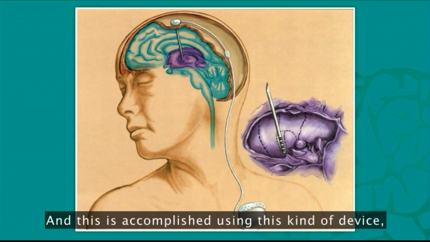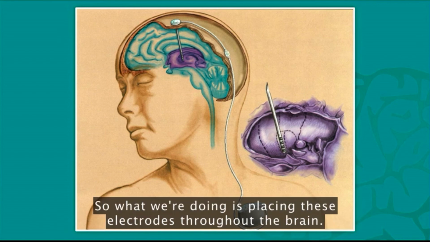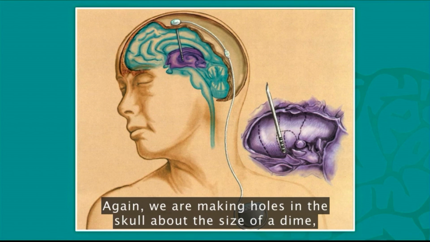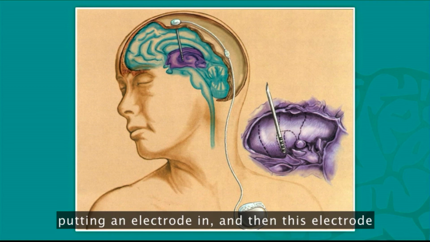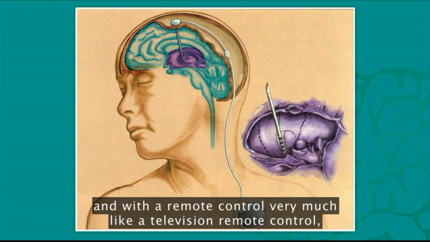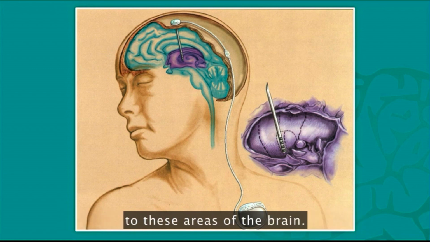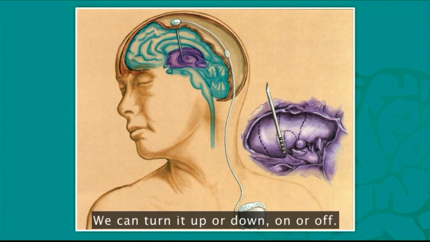And this is accomplished using this kind of device, and this is called deep brain stimulation. So what we're doing is placing these electrodes throughout the brain. We are making holes in the skull about the size of a dime, putting an electrode in, and then this electrode is completely underneath the skin down to a pacemaker in the chest. And with a remote control, very much like a television remote control, we can adjust how much electricity we deliver to these areas of the brain. We can turn it up or down, on or off.